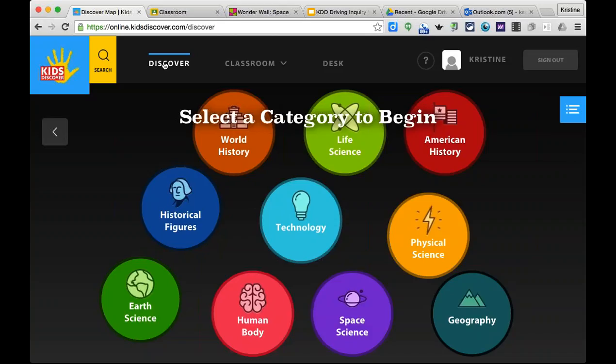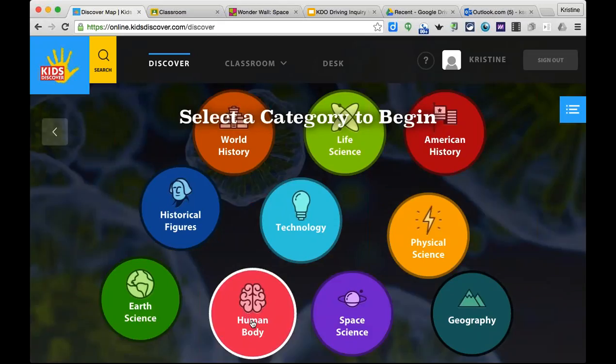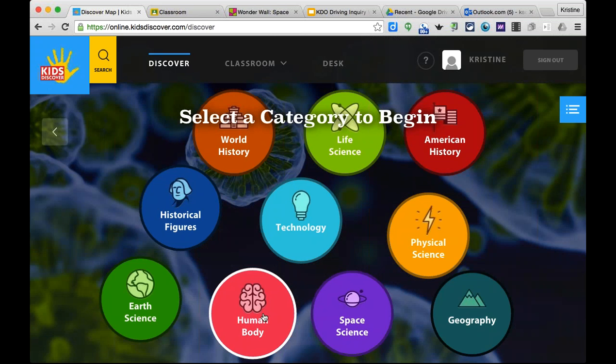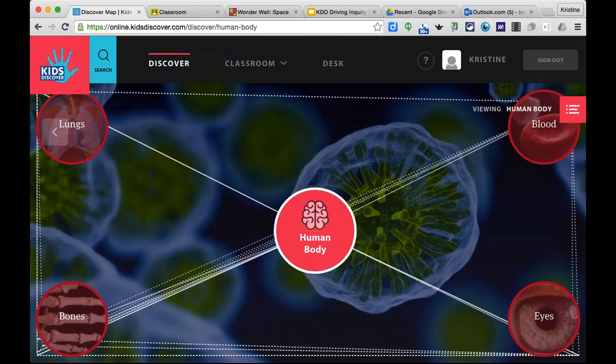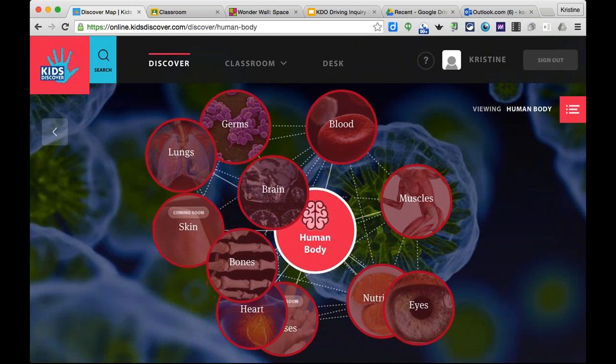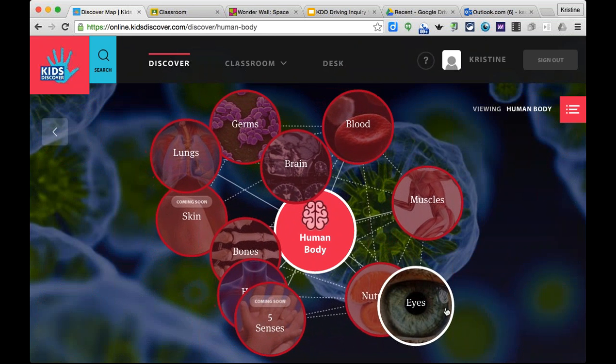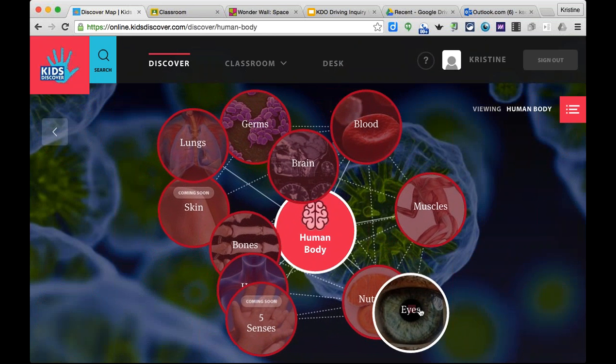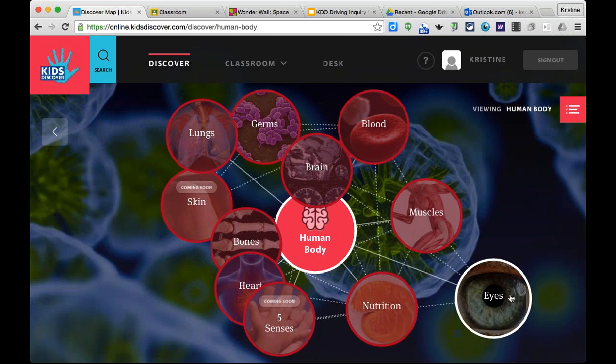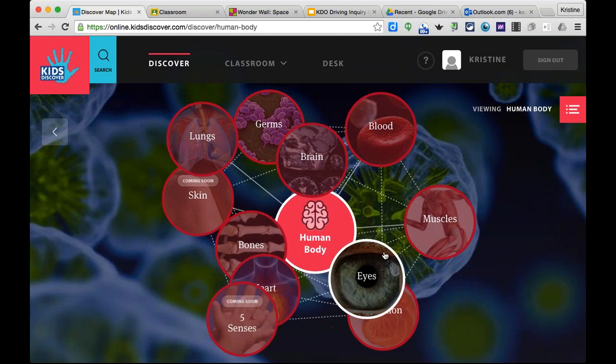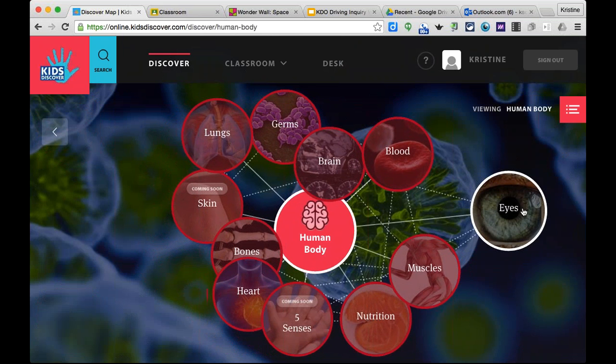In this example, I'm going to use the starting point of the human body. So what I'm going to do is click on human body, and you'll see I have lots of options here to choose from. And the one I'm going to select is eyes. But again, first notice that eyes is connected to some other topics.